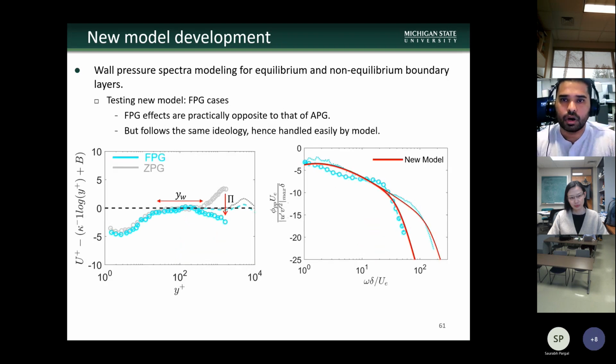Next, we tested the new model against favorable pressure gradient cases, right? And FPG effects are basically opposite to APG. APG leads to depletion of the log layer. FPG leads to an increase in the logarithmic part. With the same ideology, the new model is easily able to handle the FPG, right? So the increased wake, the decreased wake and the increased logarithmic part are easily handled, and you see the new model gives very nice predictions for these FPG flow scenarios.